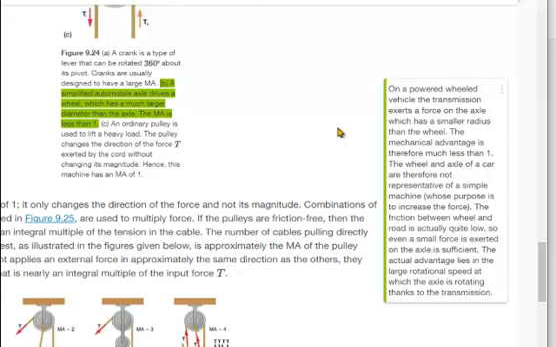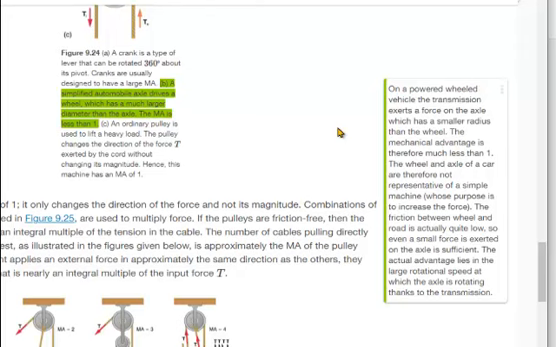The wheel and axle of a car are therefore not representative of a simple machine whose purpose is to increase the force. You're still not getting a free lunch in a simple machine, but you're able to increase the force that you actually apply. You just have to do it over a longer distance. You still have to put the same amount of work into it. And here's the explanation why this mechanical advantage is so small, 0.04.